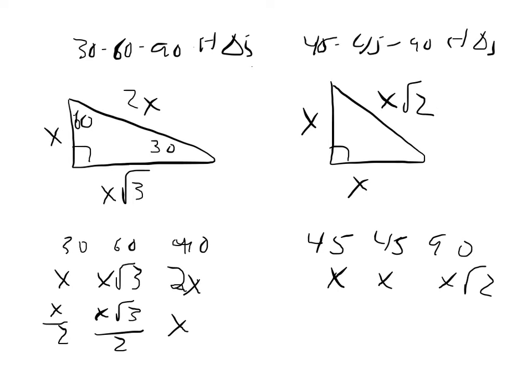45, 45, 90, same kind of deal. My ratios are 45, 45, 90, x, x, x root 2, which comes directly from the Pythagorean theorem. You might want to confirm that. x squared plus x squared equals question mark squared. Solve for your question mark and you get x root 2. And same thing, if I want to get from a leg opposite 45 to the hypotenuse, I'd multiply by root 2. If I'm given the hypotenuse and I want to get a leg, x root 2 divided by root 2 equals x. So I would divide by root 2 to get back.